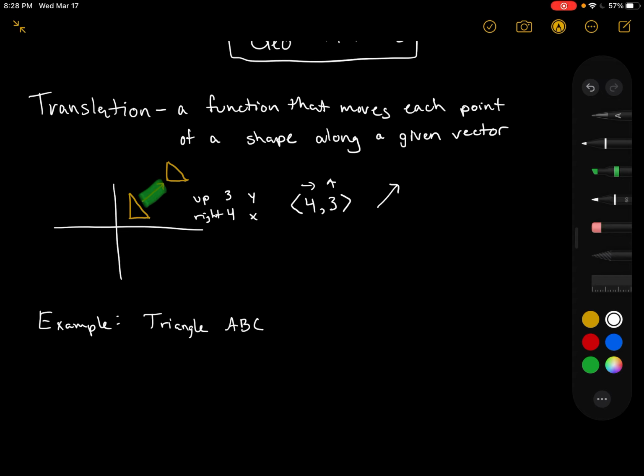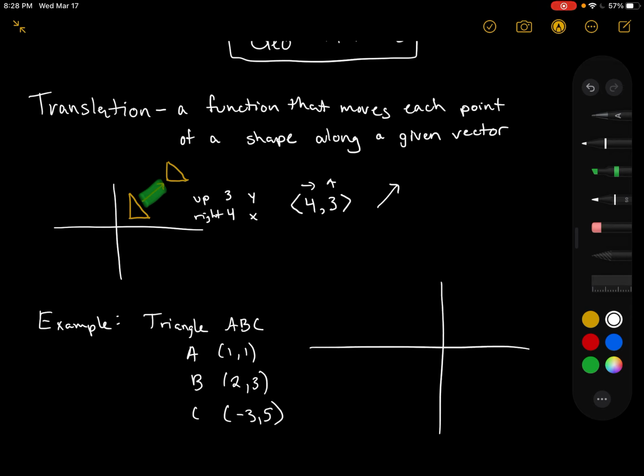We're going to have triangle ABC, where A is (1, 1), B is (2, 3), and C is (-3, 5). First, let's just take a look at what this looks like. (1, 1) brings us over here. Second, (2, 3) brings us up here. And then the last point of this triangle is 3 to the left and up by 5. So it brings us all the way over here. So this is going to make the following triangle.